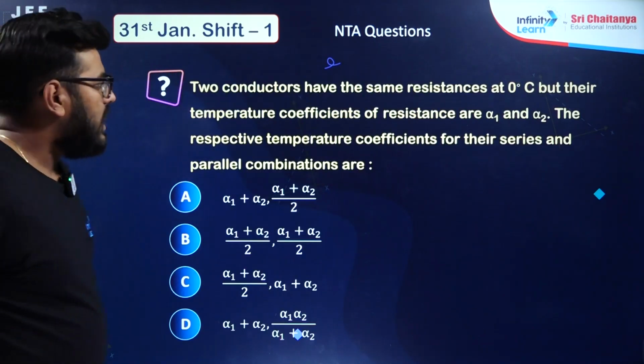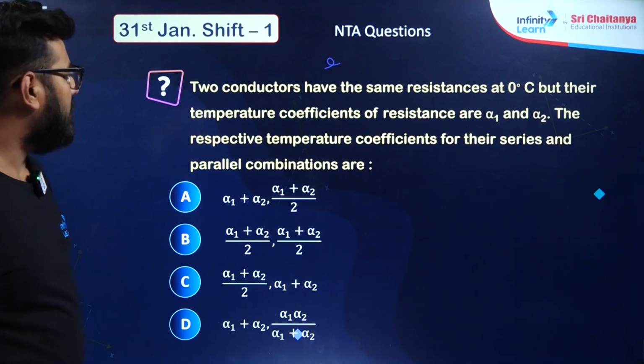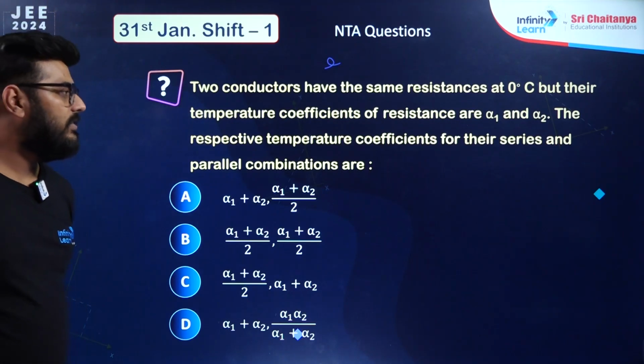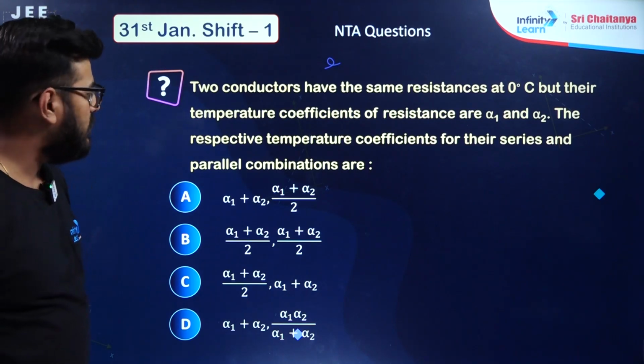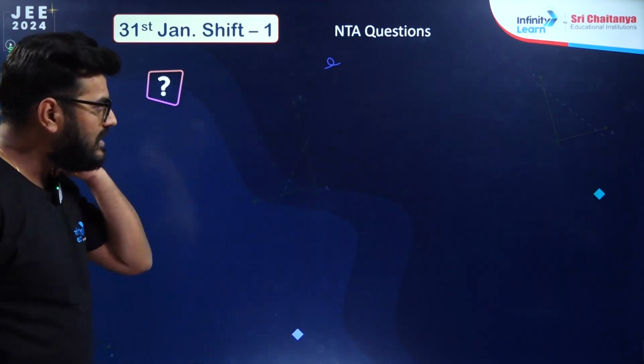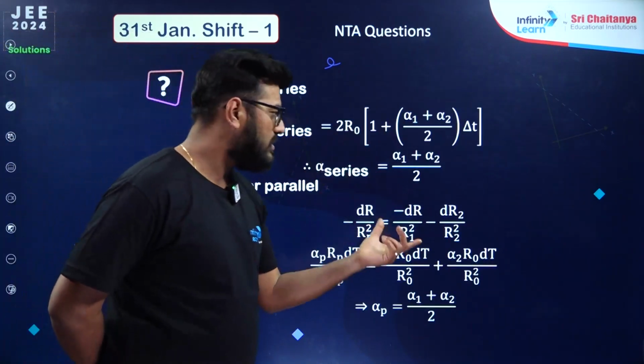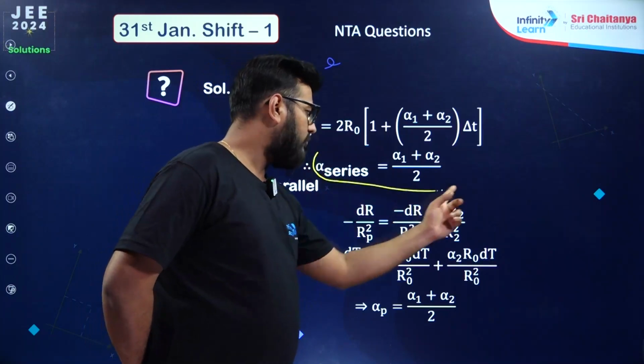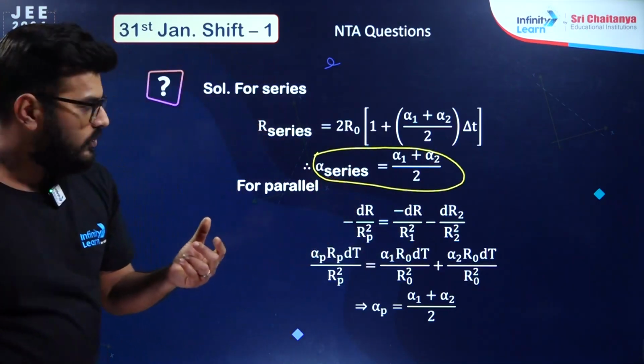Now, two conductors have the same resistance at 0 degree, but their temperature coefficients of resistance are alpha 1 and alpha 2. The respective temperature coefficient for their series and parallel combination is. So in series, how do the resistors add up? In series, the resistors add up as R1 plus R2. Based on that, you will get the value of alpha series as alpha 1 plus alpha 2 by 2.